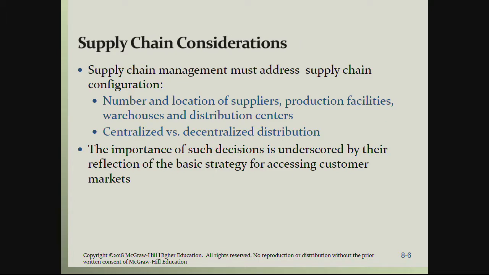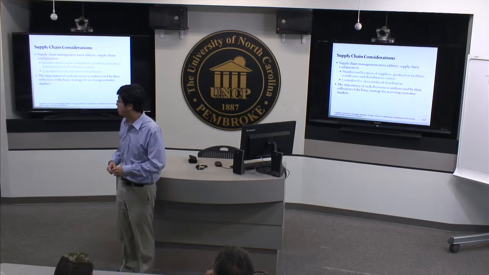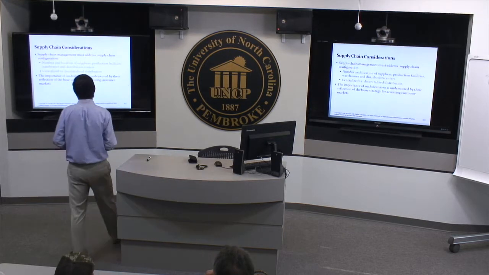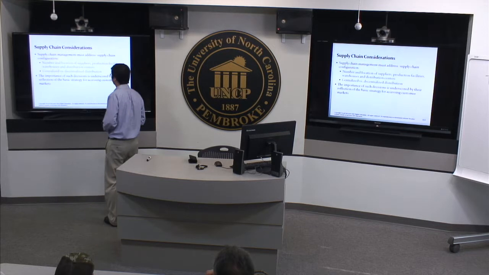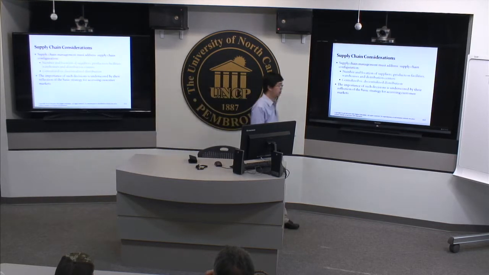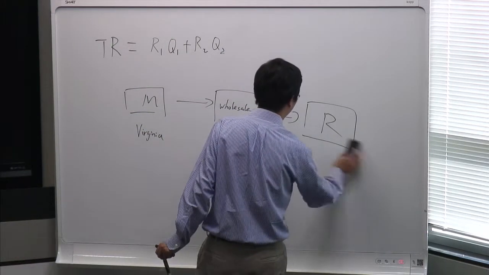Supply chain consideration. Okay. So we have to consider the number and location of suppliers, production facilities, warehouses, and distribution centers. There are two typical models for distribution. One is called a centralized distribution system. Another is called a decentralized distribution system. Okay. Anybody can tell me what a centralized location system means? Anybody know that?